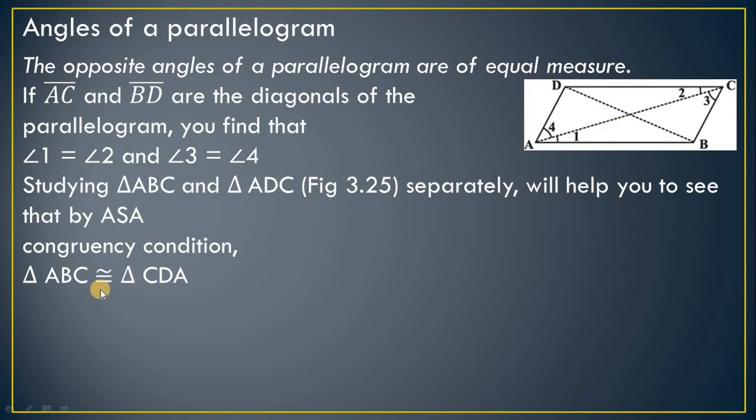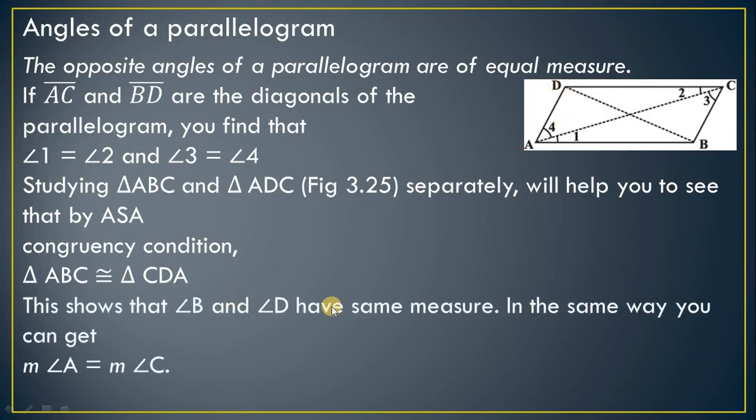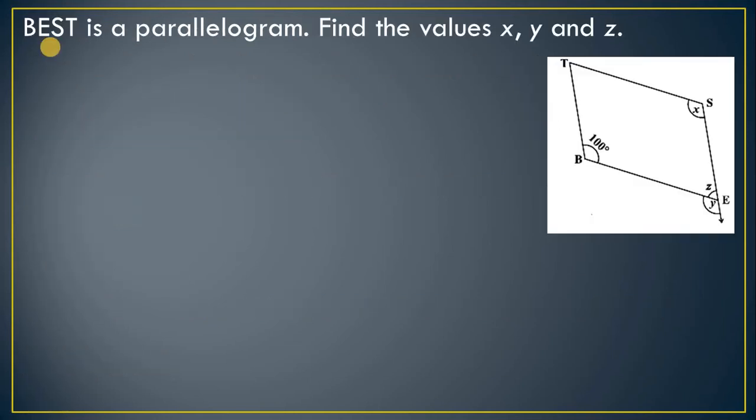These two triangles are congruent, and because they are congruent, the opposite sides will also be the same, like BC and AD, they have the same measure. You can say this BC and AD, as well as DC is the same as AB also. So here angle A and angle C will also be the same. Now, given that this is a parallelogram, find the value of x, y and z.